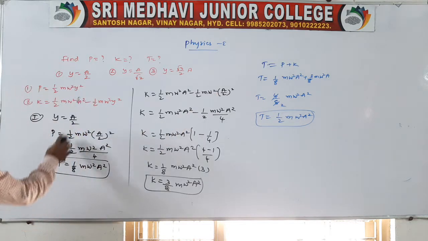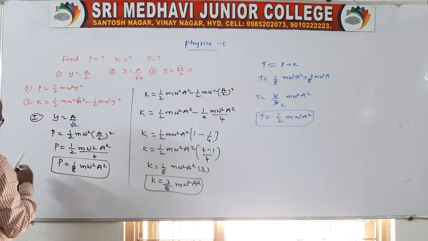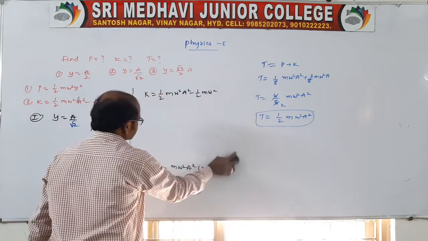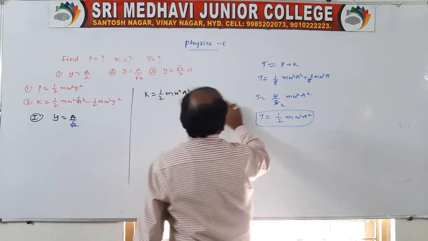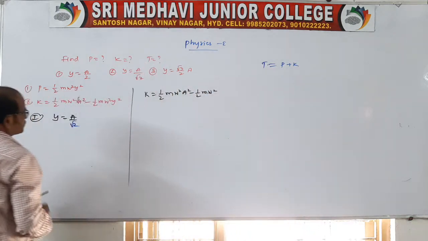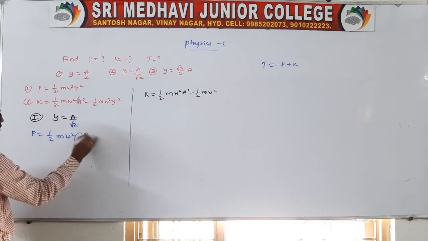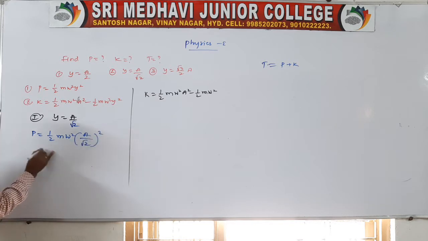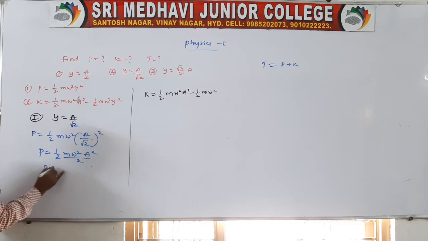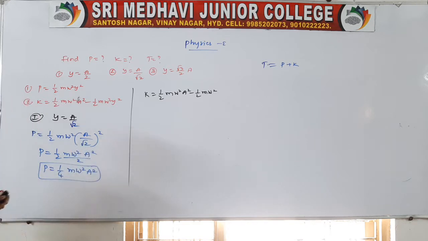Right? Now let us move to the next one. That is given as what? y is equal to a by root 2 you take. So let us see. So what happens for the displacement a by root 2? Here you take first potential energy, 1 by 2 m omega square, a by root 2 whole square. M omega square a square by 2. So it is 1 by 4 m omega square a square is the potential energy.